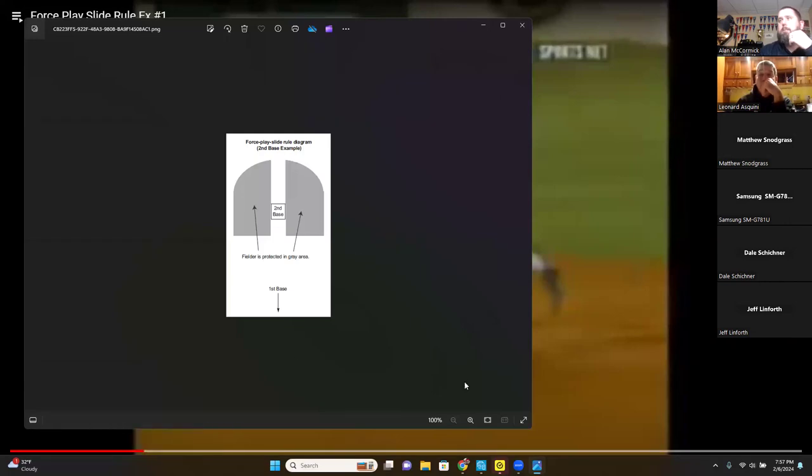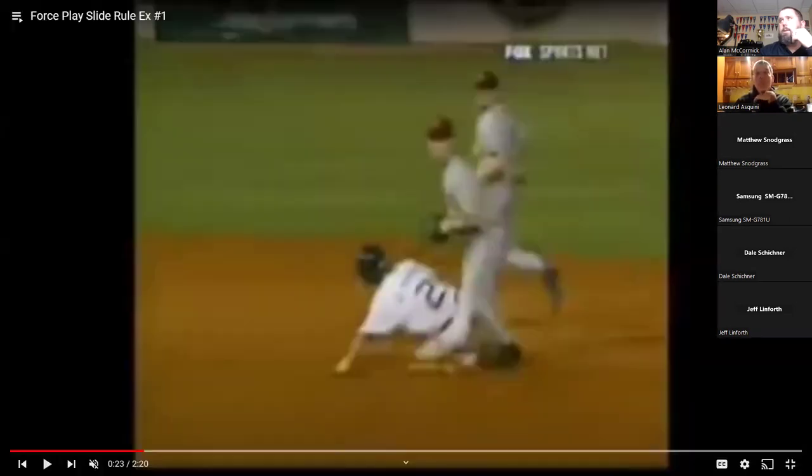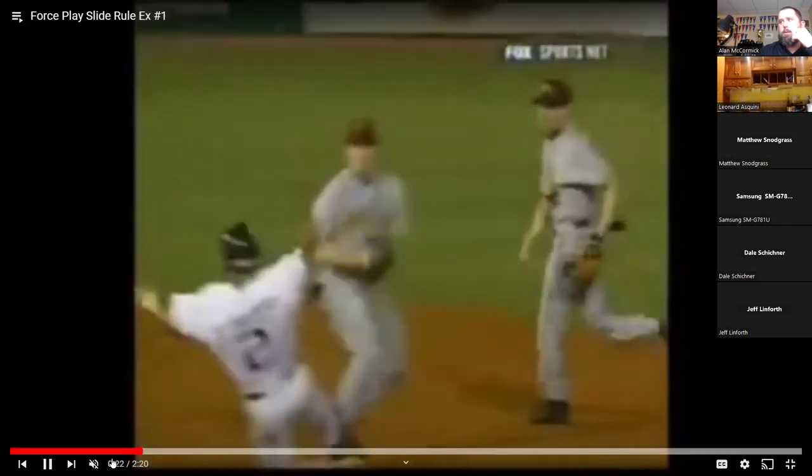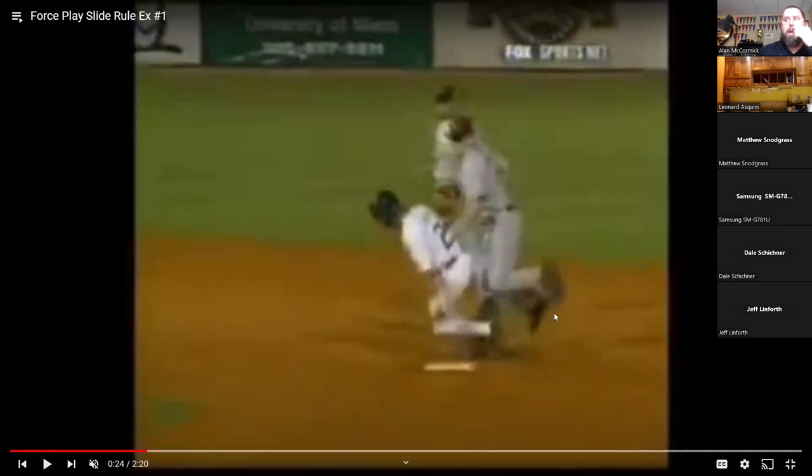Let me go back. I don't see. Hold on a second. So this video, let's play it again. So that contact is happening outside. If you look in the chat, Bill posted the picture, the NCAA picture. Anytime the contact is made in that gray area, then it is a force play slide rule violation. Because I would say this contact is made outside the base, right? Then that would be a force play slide rule violation.